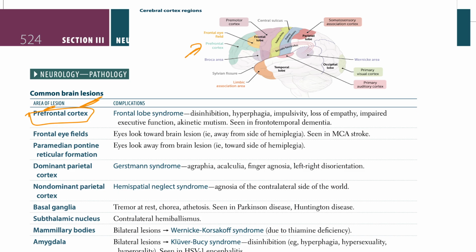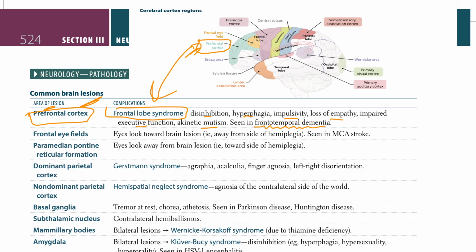So, let's talk about this. If you have a lesion here, you will get something called frontal lobe syndrome. That is basically disinhibition, hyperphagia, impulsivity, loss of empathy, impaired executive functions, and akinetic mutism, and it is also seen in frontotemporal dementia. So if you have a lesion in the prefrontal cortex, whatever the functions of the frontal lobes are, which we talk about in physiology, they will be gone.